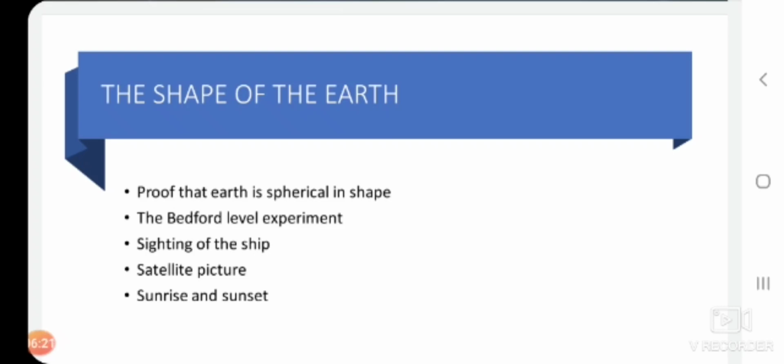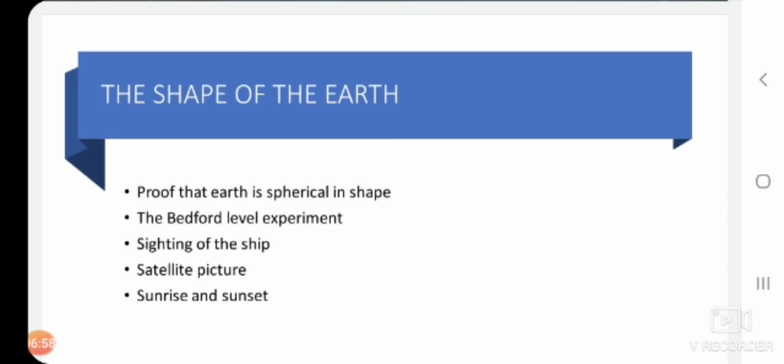So there are many more experiments. Let us discuss only a few of them in this class, and when we meet we will talk about some more experiments. The first experiment which proved that Earth is spherical in shape was the Bedford Level experiment. In this experiment, three poles of equal length were fixed at intervals of 5 kilometers. It was ensured that the poles had the same height above the water in the canal.